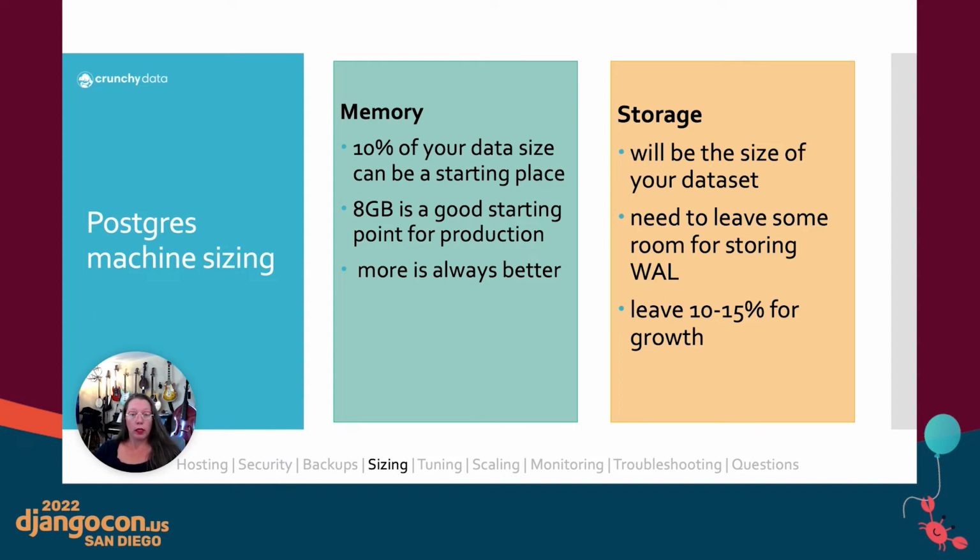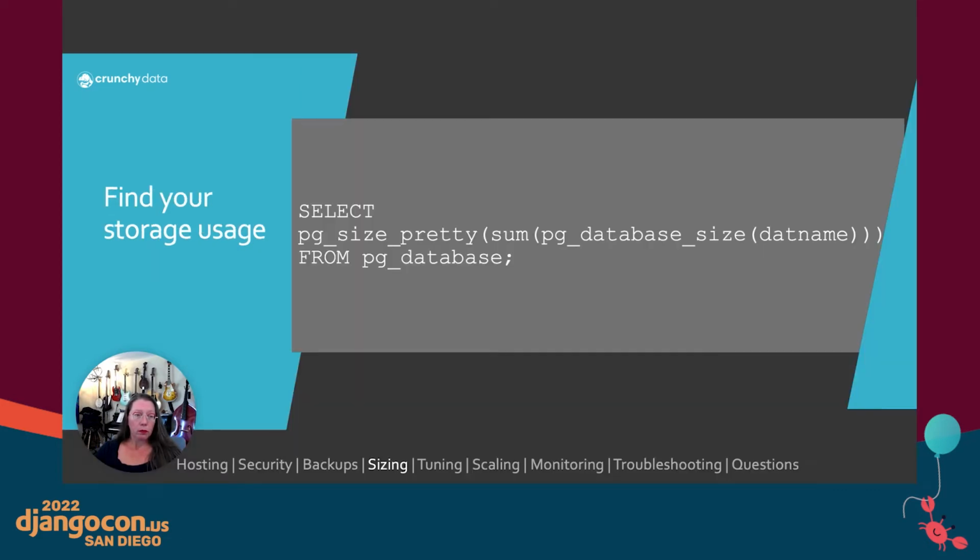Memory on Postgres, and we'll get into some deeper conversations about memory in a minute. A rough gauge could be like 10% of your storage size. We tell people not to go lower than 8 gigabytes for any production database, even if your data is really small. And Postgres is pretty memory intensive, so the more you have, the better off you're going to be.